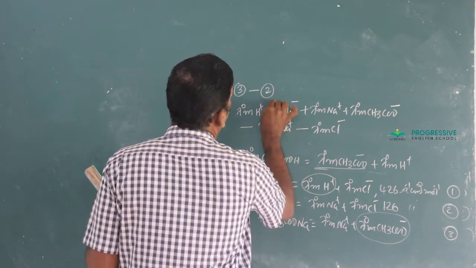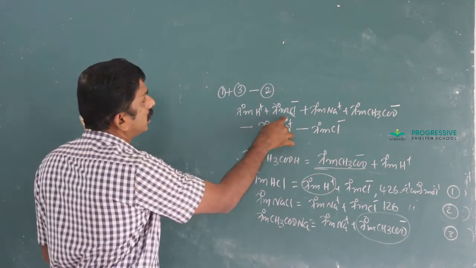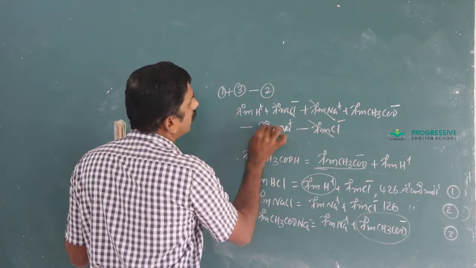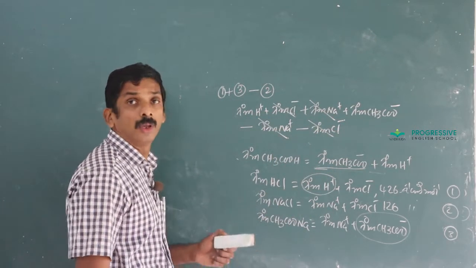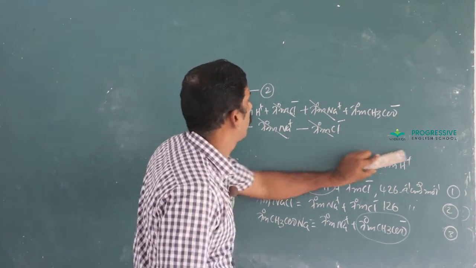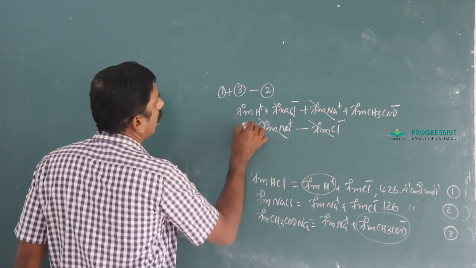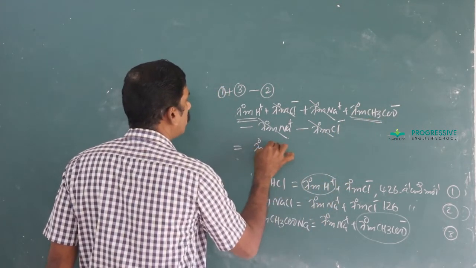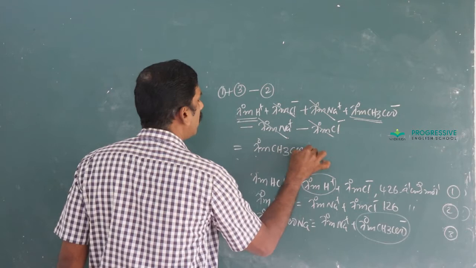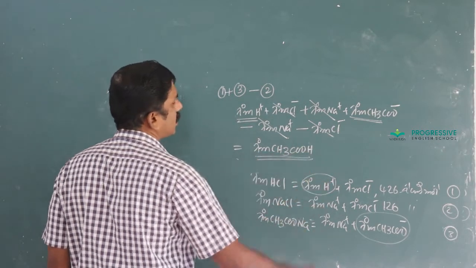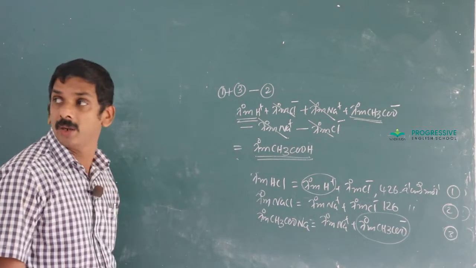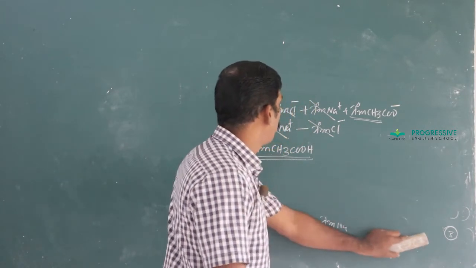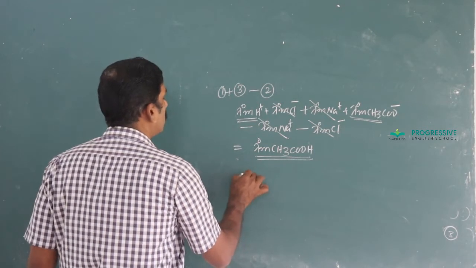Here we get lambda 0m H plus lambda 0m CH3COO minus, that is lambda 0m CH3COOH, that is lambda 0m value of acetic acid. And next, how will we find out the lambda 0m value?